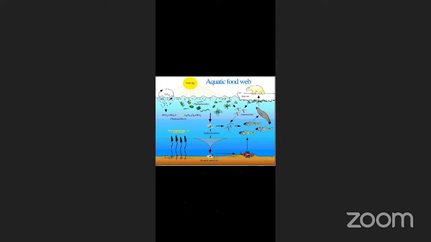Okay, and whatever the organic deposits which are sedimented at the bottom of the ocean, they are used by some other crabs or the like. These crabs are again eaten up by fish. So like that, it goes on.